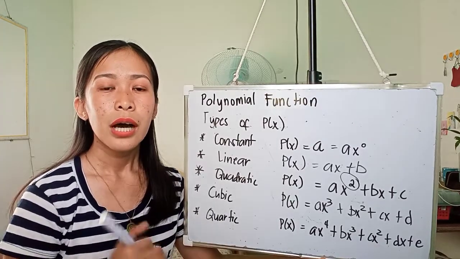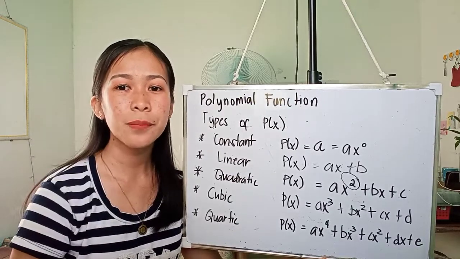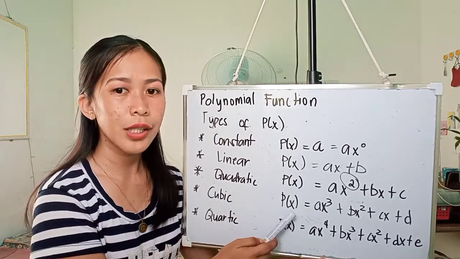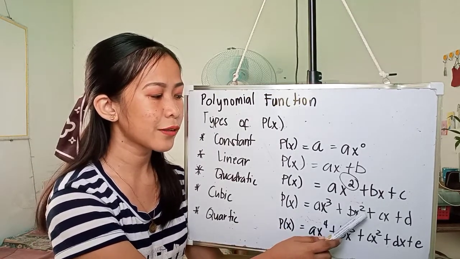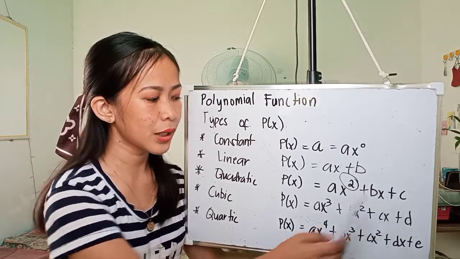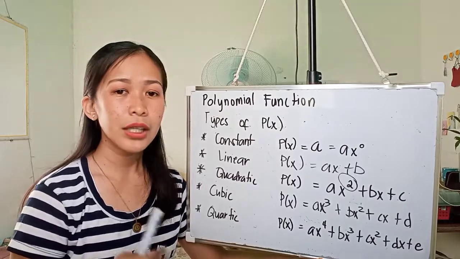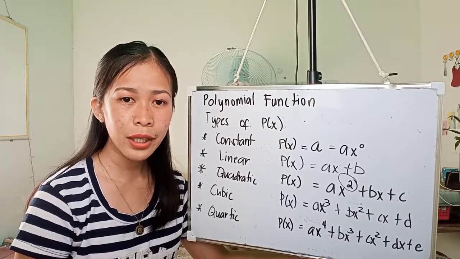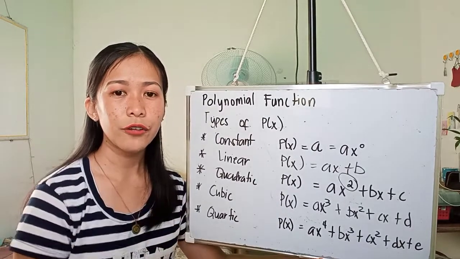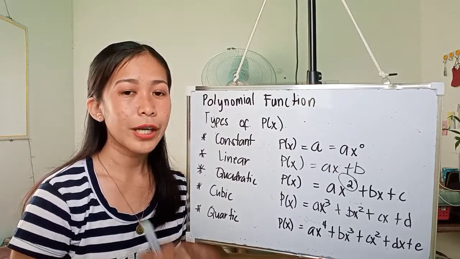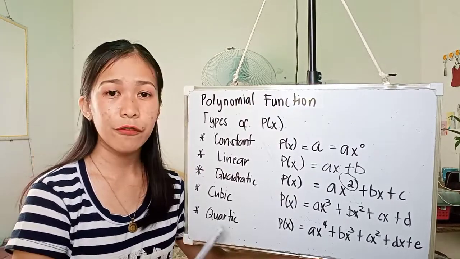Okay? Next, we have the cubic from the word cubic. Ito naman yung merong highest degree of 3. Okay? Ang pinaka-highest exponent niya ay 3. As you can see, we have p of x is equal to ax cubed plus bx raised to 2 plus cx plus d. And of course, kagaya nga ng sinabi ko kanina, the leading coefficient has the highest degree. And when we say leading, sila yung mga nauuna na coefficient or whole number or a. Okay, ganun lang kasimple.